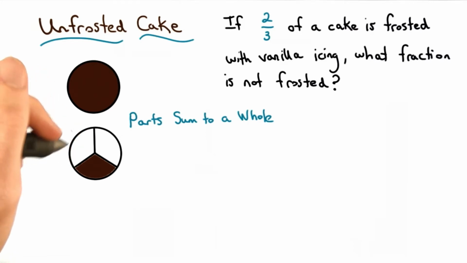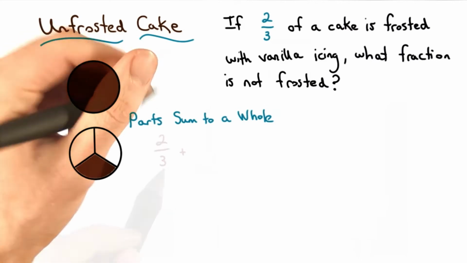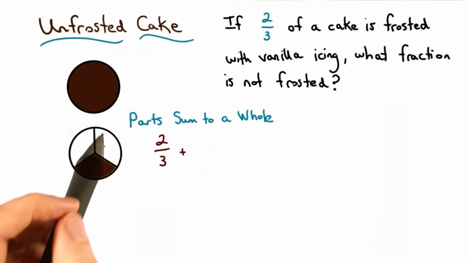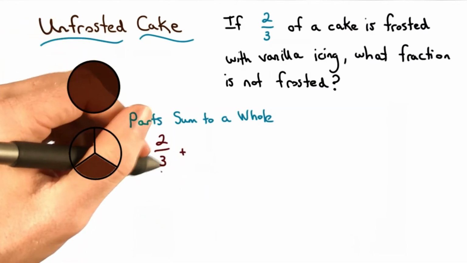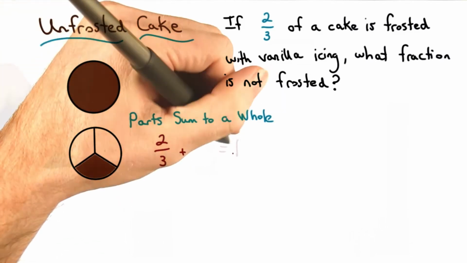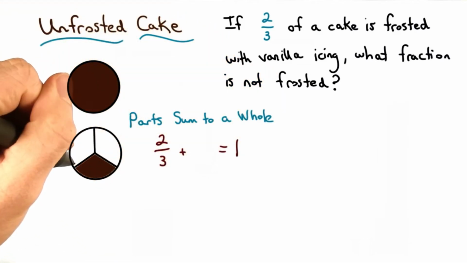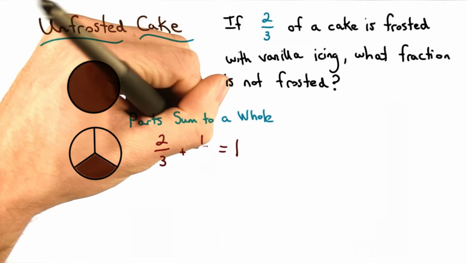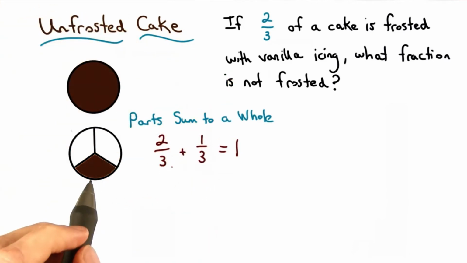I know that I have 2/3 of the cake frosted in vanilla icing, and I have to add some amount to get a whole cake. So I know 2/3 plus some amount has to equal 1. Well, this last piece is just 1/3, so I can just put 1/3 here. This is the amount that's not frosted.